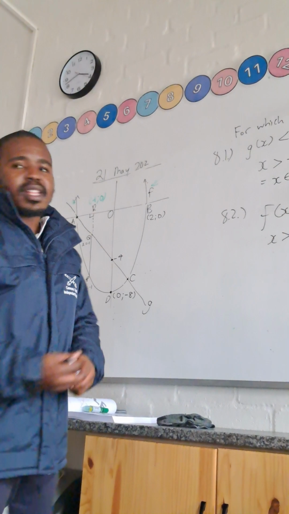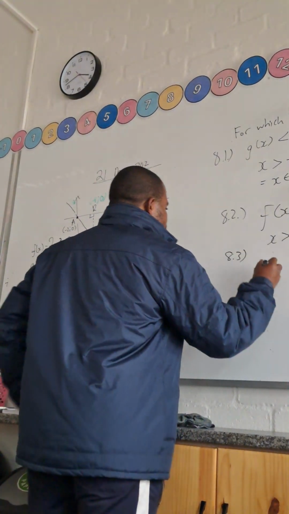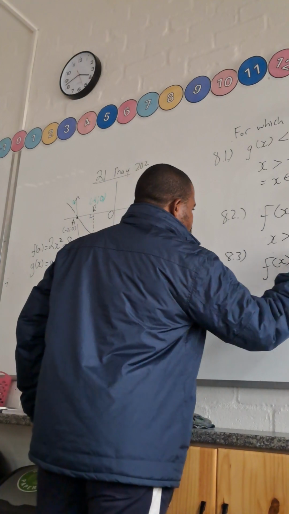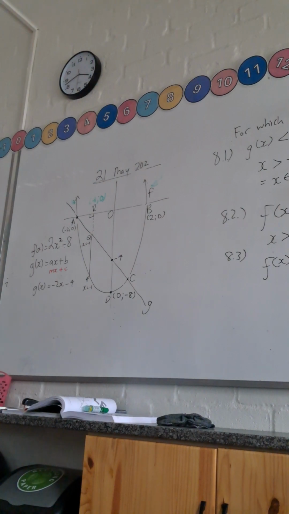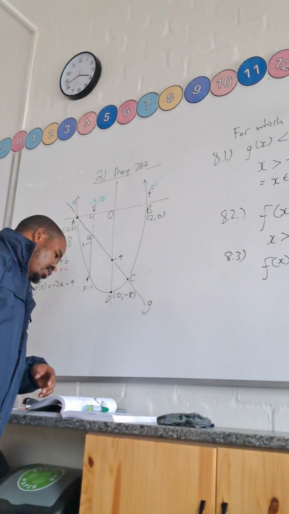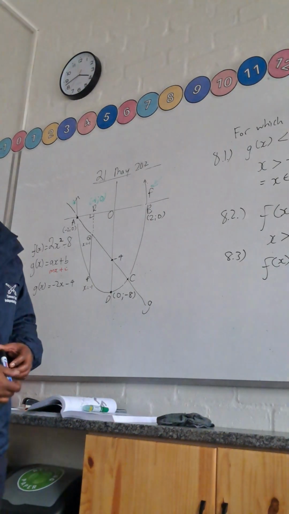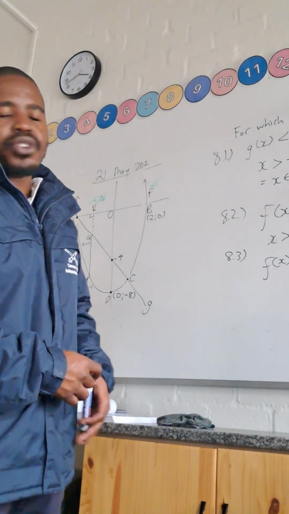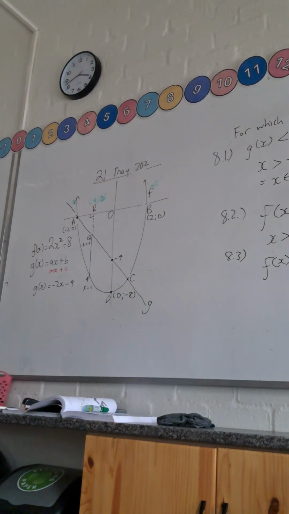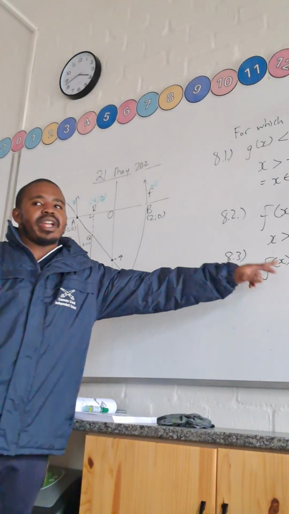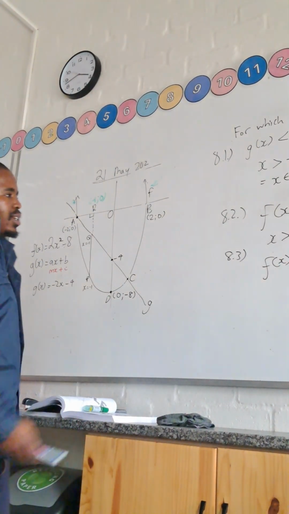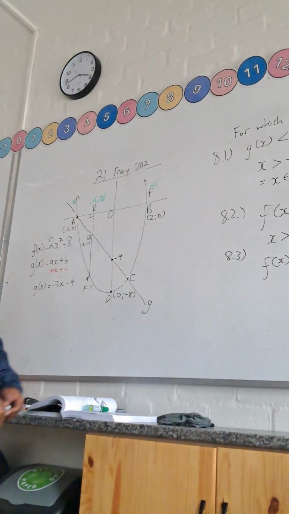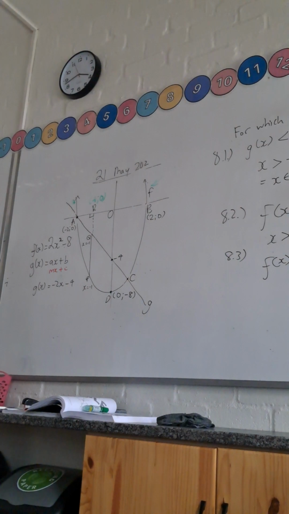So that covers that. The last one, 8.3, is f of x is greater than or equal to g of x. This is our last one now. Now you want to find where? Okay, so do I just put the value of f of x and g of x in? No, not necessarily. They're asking you where is the parabola above the straight line?